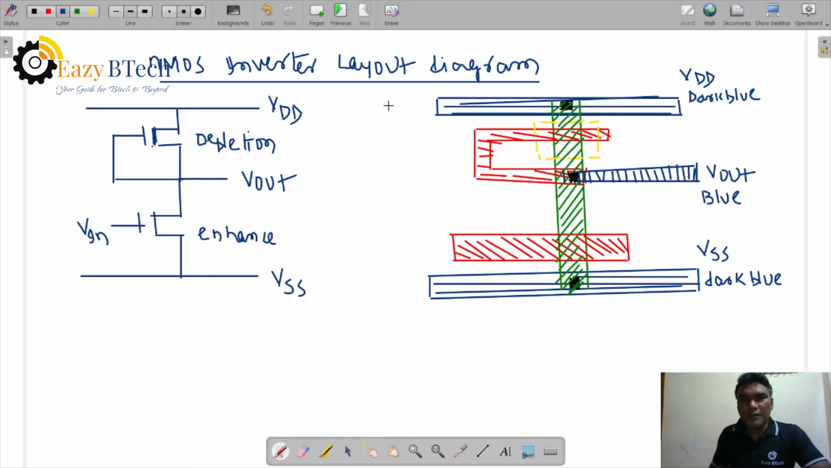What is the dimension of this one? Metal 2 is 4 lambda into 4 lambda. So VSS is also 4 lambda into 4 lambda. Right here, this one is 3 lambda into 3 lambda. Metal 1 is 3 lambda into 3 lambda.